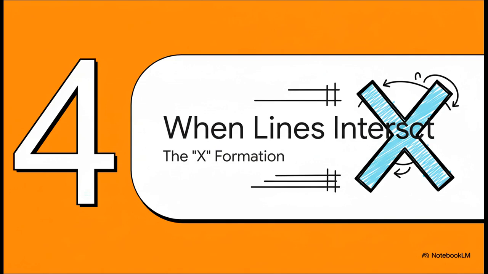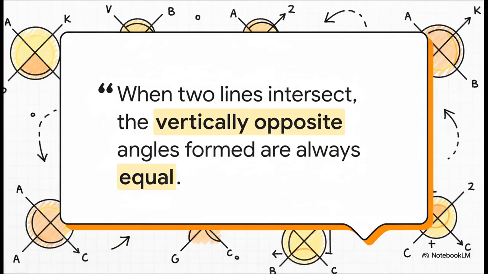Okay, now for a situation you are going to see over and over and over again. What happens when two straight lines just cross each other? You get this classic X shape. And this X comes with a super simple but incredibly useful rule. And here it is. This is the big one. When you see that X, the angles that are directly across from each other, we call them vertically opposite, are always the same.